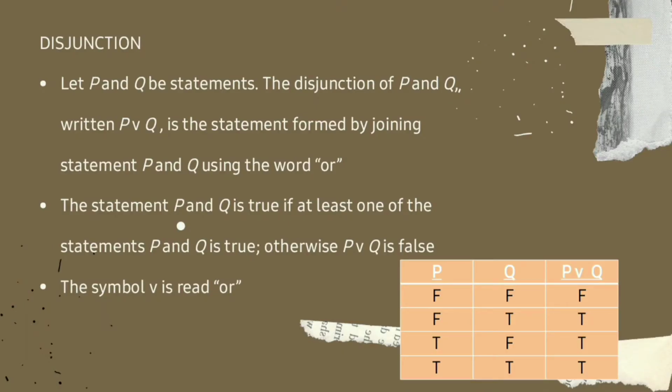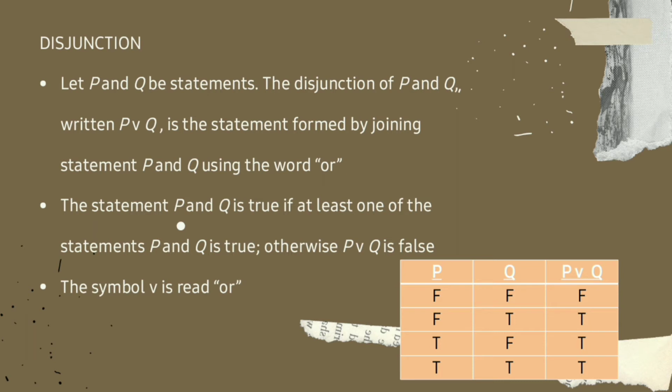Next, we have conjunction, so we also have disjunction. What is disjunction? It is a compound statement formed by joining two statements with the connector or. The disjunction P or Q is symbolized by P ∨ Q. Disjunction is false if and only if both statements are false, otherwise it is true.